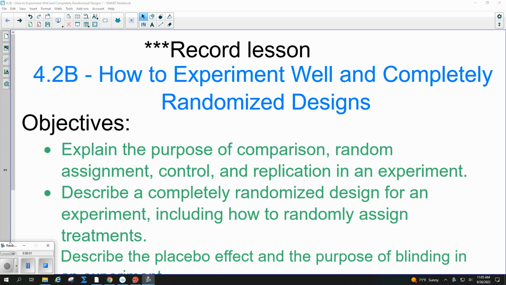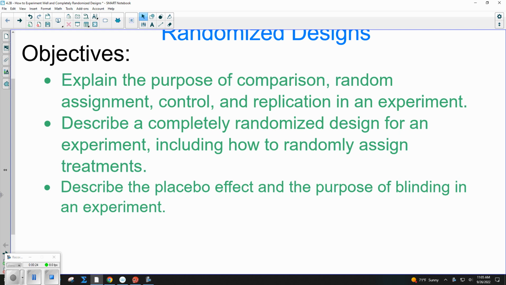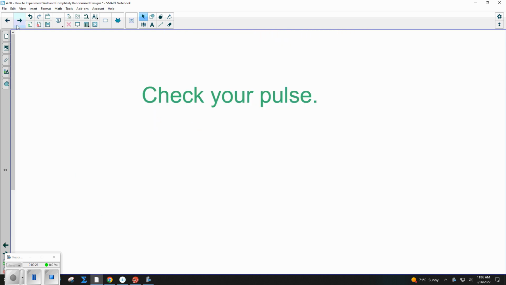All right, this is how to experiment well and how to do a completely randomized design. So we're going to explain the purpose of comparison, random assignment, control, and replication, which are the 4 principles of experimental design. You're going to have to describe how to do a completely randomized design, and we're also going to talk about what happens when you have the placebo effect, and also the purpose of blinding and what blinding is.